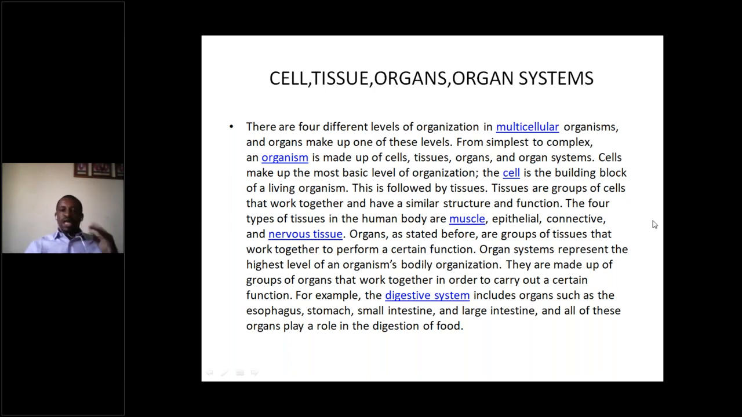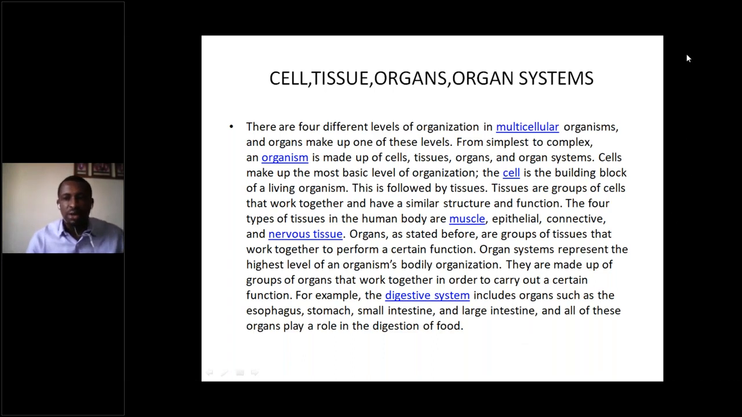Okay, so organ systems are made up of different organs or groups of organs that work together to carry out a certain function. For example, we have the digestive system. In the digestive system, you have different organs like the esophagus, the stomach, the small intestine, the large intestine. Now, all these are different organs, but they work together, they collaborate to form what? The digestive system.